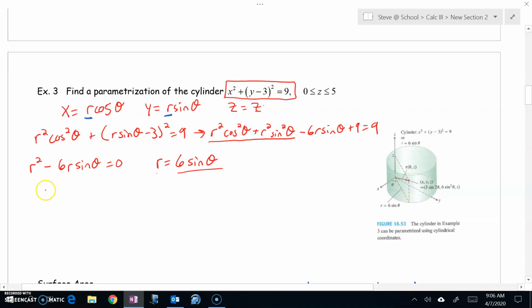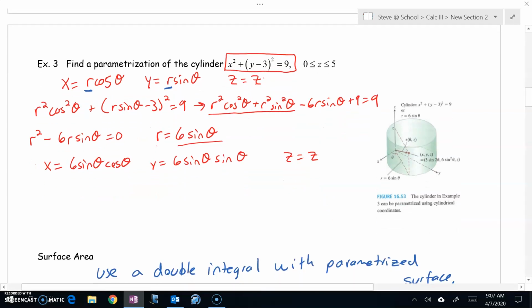So in this case, x now turns into 6 sine theta cosine theta, because that's what r is. Y is equal to 6 sine theta sine theta, which is just 6 sine squared theta. And z is still equal to z. So now here are my three equations for x, y, and z, and notice how I only have two variables now. I have theta and I have z. So to write the parametric equation for this cylinder, I'm going to write it in terms of theta and z, not r and theta.